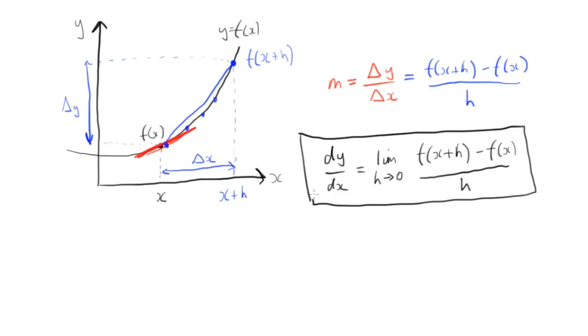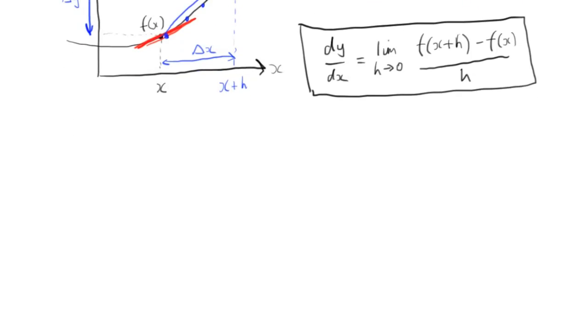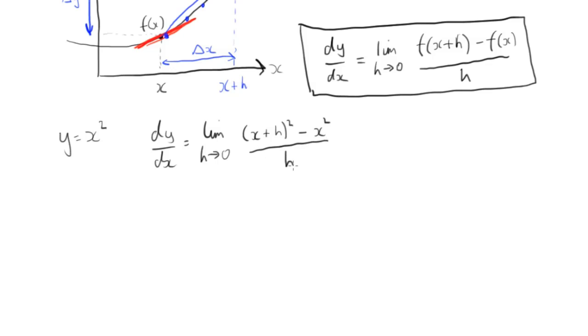Okay, so let's have a look at an example. Let's say I have one of the simplest functions, y equals x squared. Therefore dy dx would be equal to the limit as h tends to 0 of f of x plus h, so that will be x plus h squared, minus x squared, all over h. I just explained this numerator: we have the value of f of x plus h, so whatever the input is, the output is squaring the input.